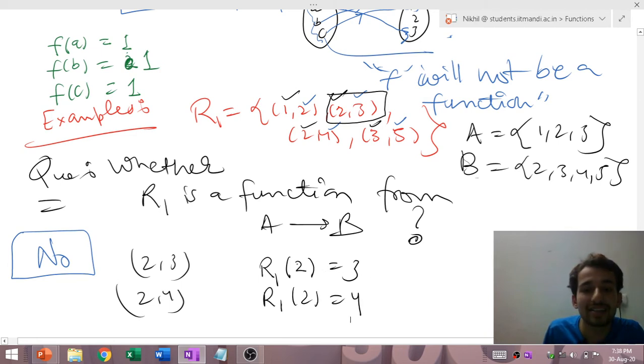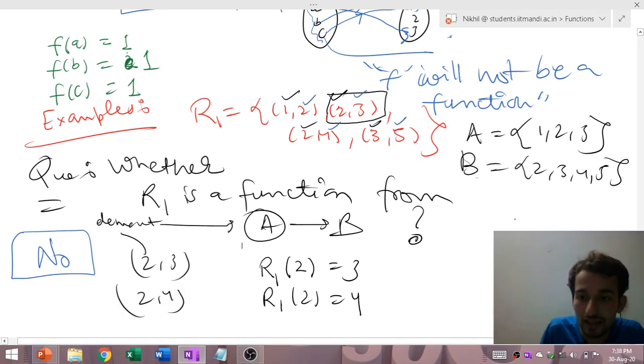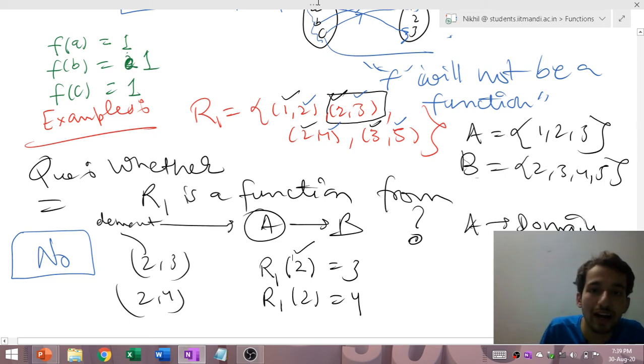So this 2, which is an element from this set A, and A was what? A is our domain. So you have chosen an element 2 from the domain, and you are mapping it to two different values in the codomain.